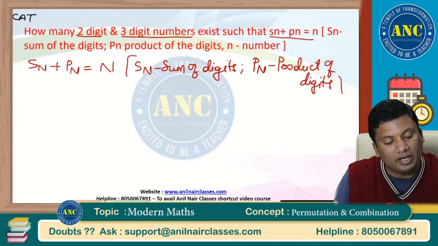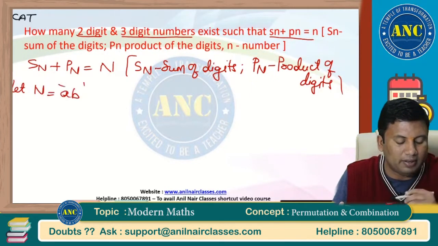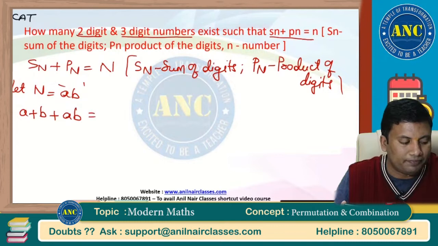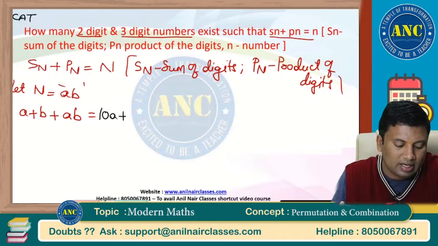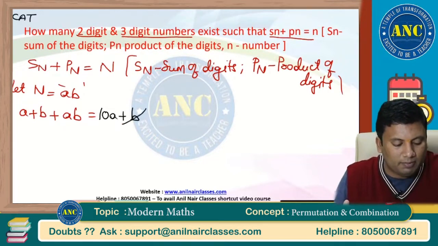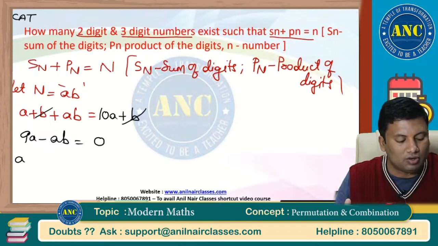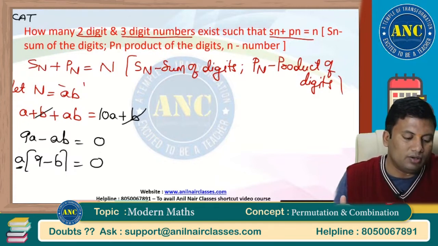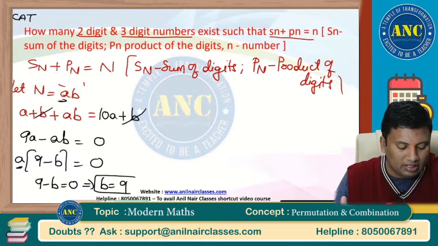Now see here. How many 2-digit numbers? Let n be a 2-digit number AB. Sum of the digits is A plus B. Product of the digits is A into B. A is present in tens place, so the value is 10A. Value of the number will be 10A plus B. B cancels. 10A minus A, 9A minus AB equivalent to 0. A common. A into 9 minus B is 0. A cannot be 0 because A is there in the leftmost. That means 9 minus B is 0. B is nothing but 9.